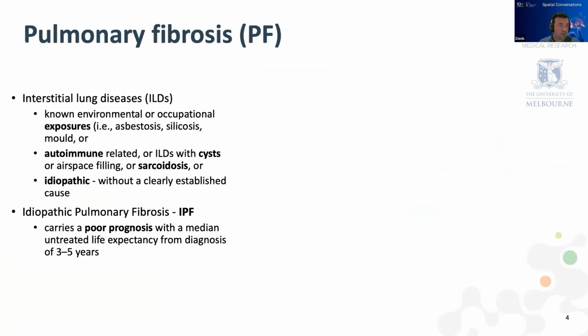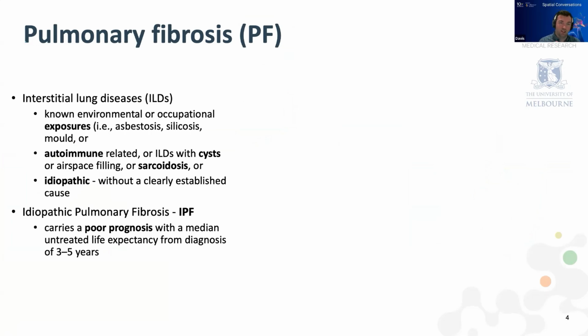So there are lots of causes of interstitial lung disease. Some are known. Exposures to environmental factors are important. Think of asbestosis or silicosis or exposure to mold. Some are also autoimmune related, for example, sarcoidosis or formation of cysts.